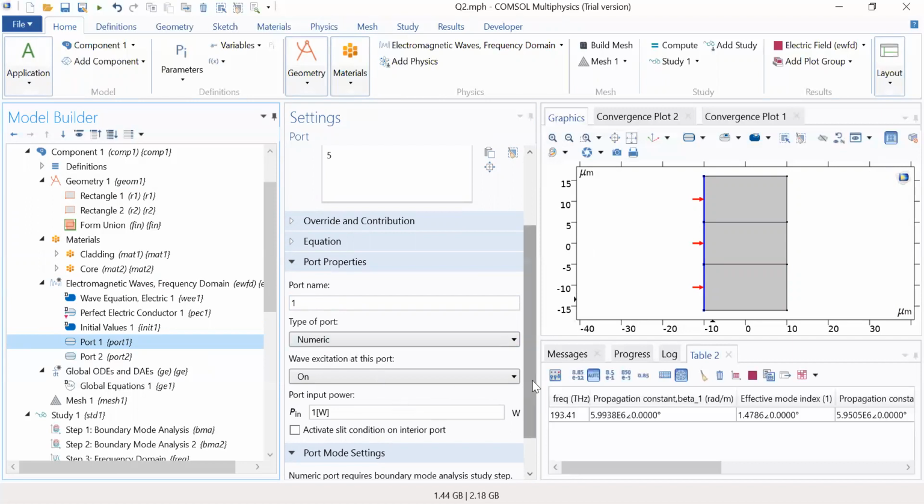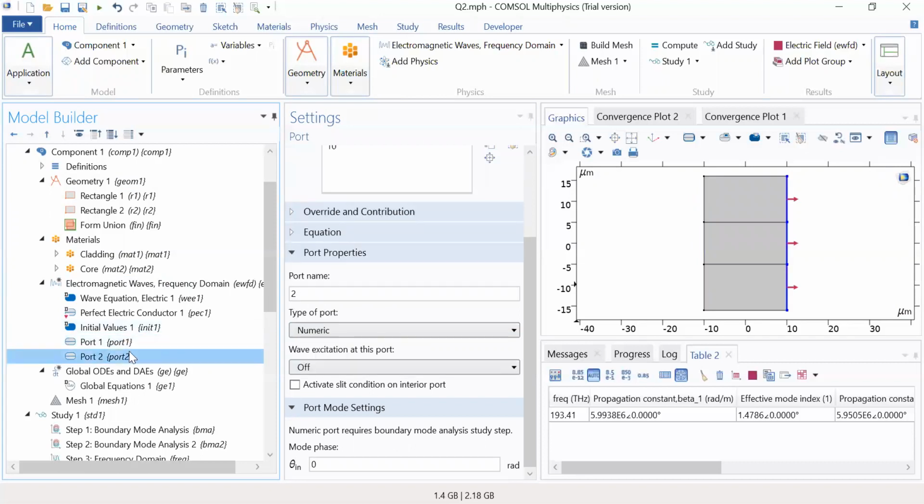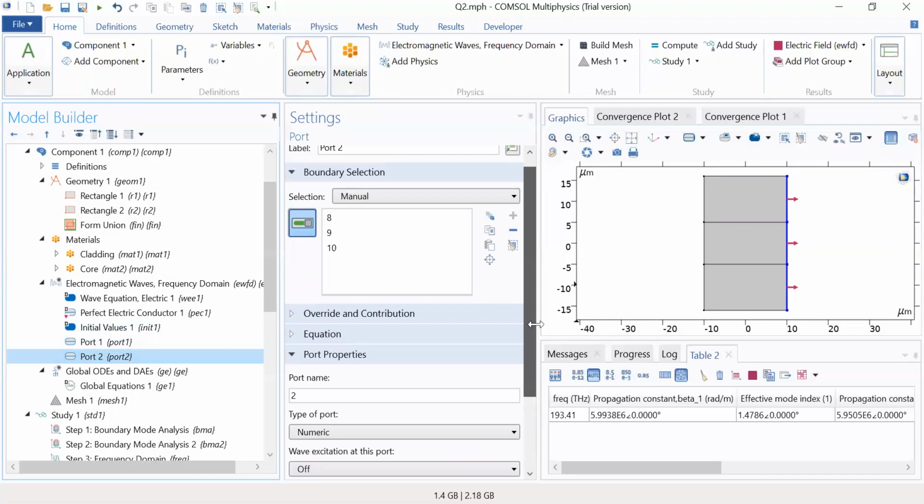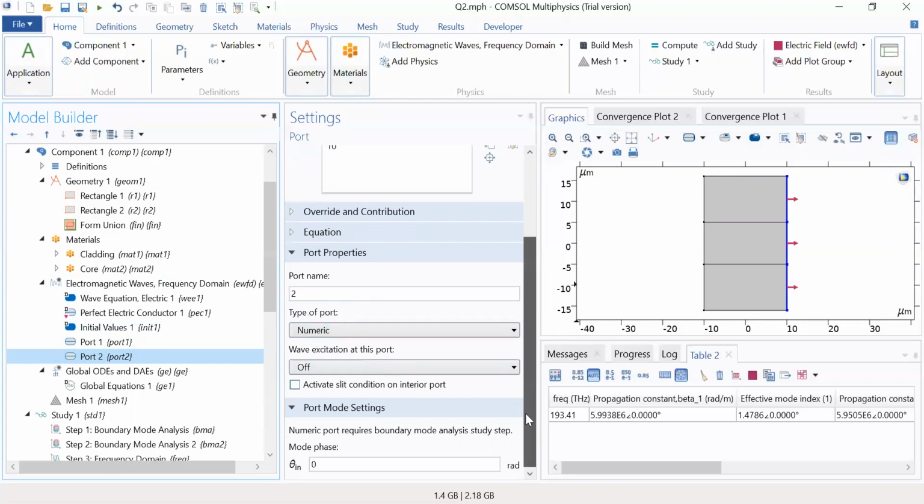As this is an input port, the wave excitation at this port must be on. Now that we have defined the input port, we go for the output port. The output port corresponds to boundaries 8, 9, 10. Similarly for port 2, the type of port is numeric, as we are working on a unidirectional waveguide. The excitation at this port must be off.